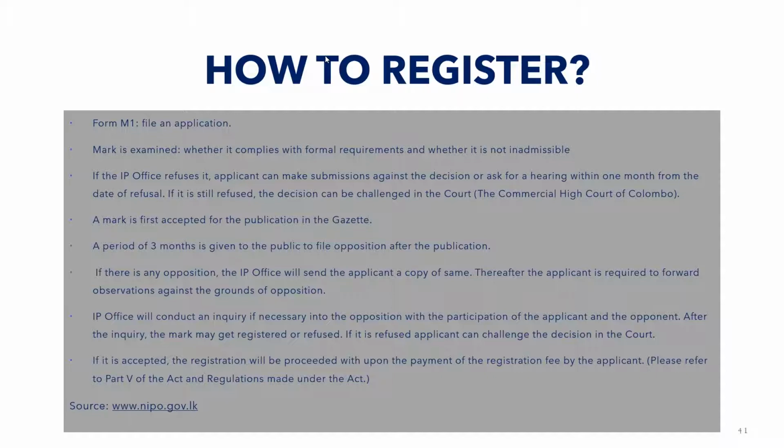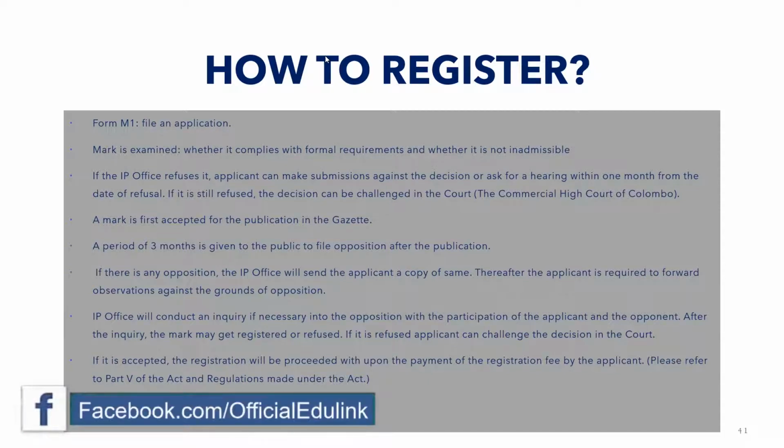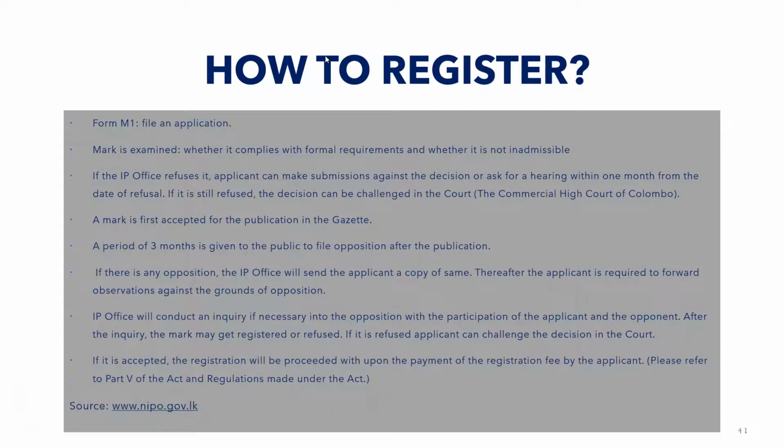And what happens is, now you have two people on opposing sides, they will have a small inquiry. So the Intellectual Property Office will have a small inquiry to check into these oppositions with the participation of the applicants and the person who's opposing it. After this inquiry, they can either register it, or they can refuse to register this trademark. If it is refused, you always can challenge the decision in the court.